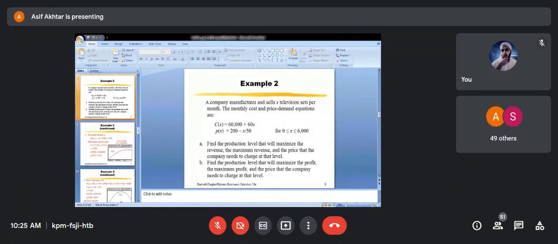What would that level be, how many televisions will you have to manufacture in order to maximize the level of your revenue, maximize the revenue. So let me focus on this part only, maximization of revenue. Now which function we have to maximize? Revenue function. So tell me the answer of this question. Do we have the revenue function in this question? Is the revenue function given in this question or do we have to calculate it? No, sir, we have to calculate.